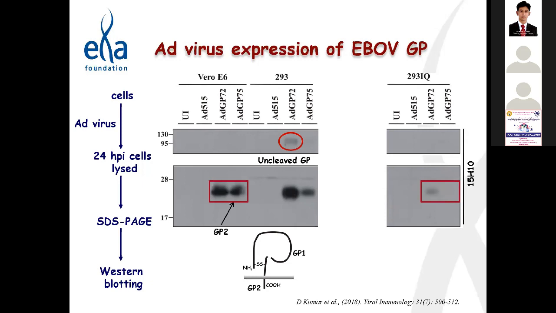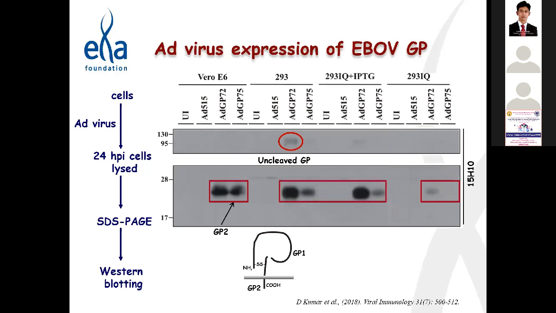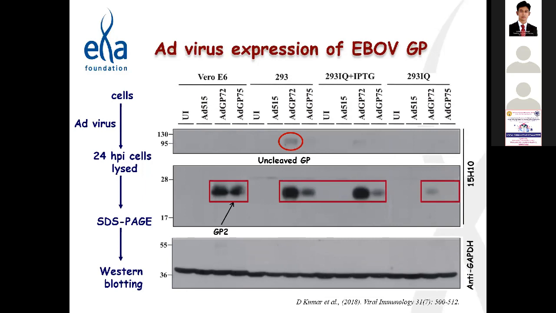But to reverse it, if we add IPTG and treat these 293 IQ cells with IPTG, we expect a reversal of expression. So that is what happened when we treated the 293 IQ cells with IPTG. We could see that the expression levels are similar to what we observed with the 293 cell line alone. Here as a control, we loaded the cell control and the anti-GAPDH antibody we used to show that all lanes contain equal amount of sample.